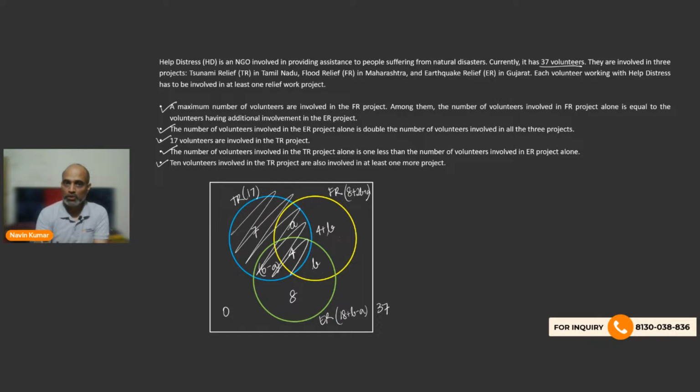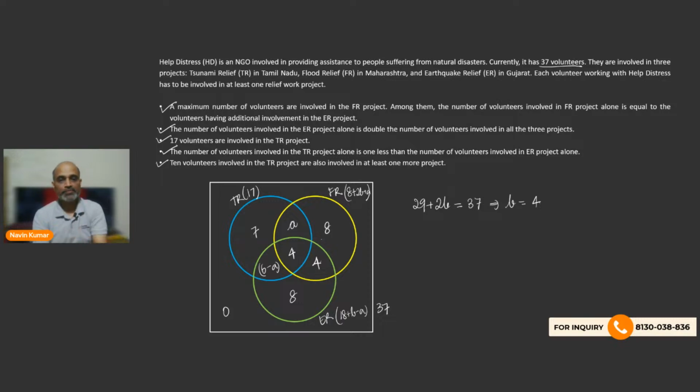So what we are going to do now is look at the TR project. This overall value is already 17. 17 plus 8 plus 4, 17 plus 12, that's 29. So we'll have 29 plus 2B is equal to 37. So this will result in B being equal to 4, right? So we get the value of B as 4. So this becomes 4 and this becomes 8.